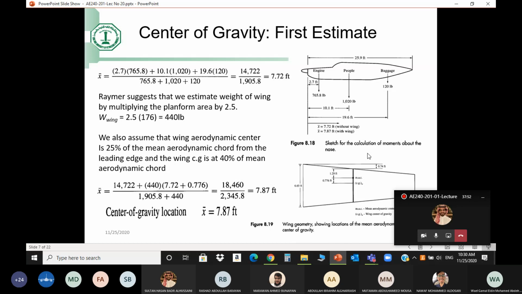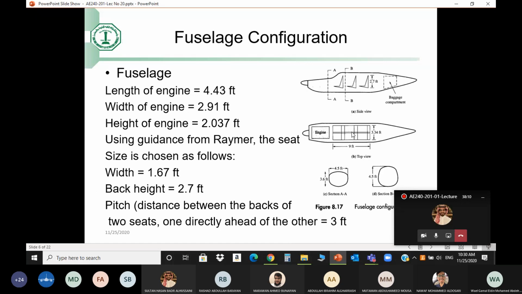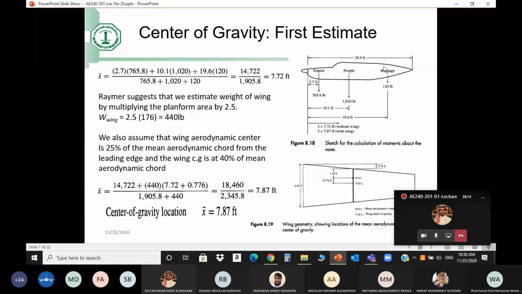So let's determine the location of the CG. What are the main components, the heavy components that I have? I have the engine. I know its location, and I know its weight. I have the people, I know their weights, and I know the location, which is obviously the center of the passenger cabin. I know the baggage, 120, and I know where I want to place it, and I can put approximate location.